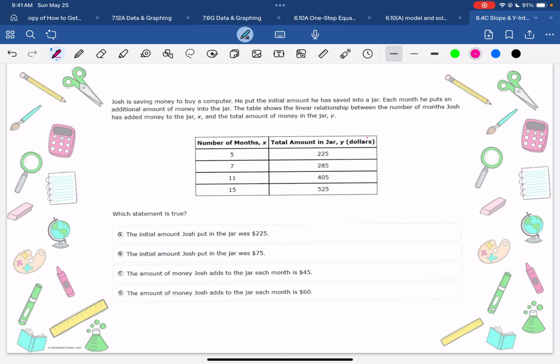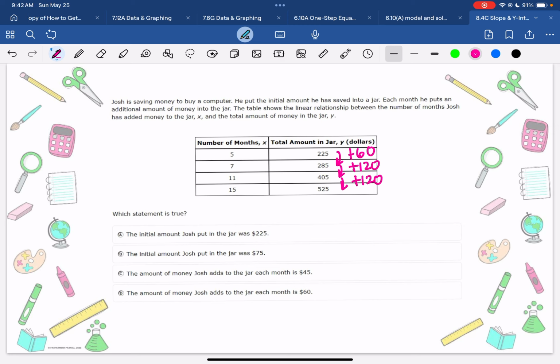So first we'll find the change in y. How does 225 become 285? Plus 60. How does 285 become 405? Plus 120. And then how does 405 become 525? Plus 120.